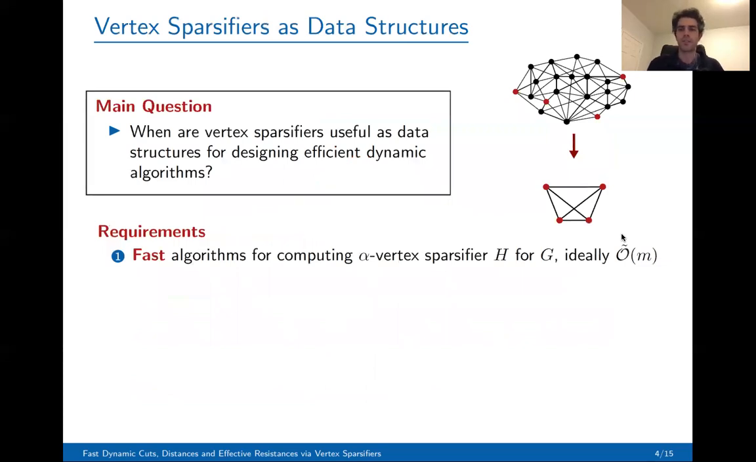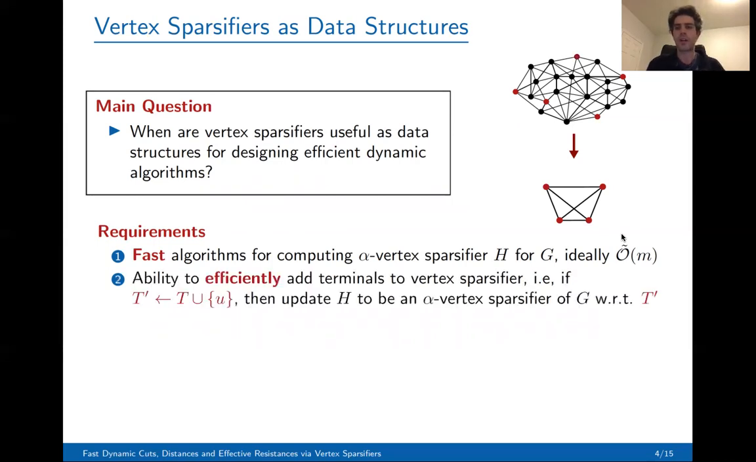So why is vertex sparsification useful as a tool in dynamic graph algorithms? We would like to come up with a few requirements that make this object useful. First, it's important that the vertex sparsifier that we construct for the problem we're looking at can be computed very efficiently, say in nearly linear time. The second requirement is that we would like to update the sparsifier whenever we insert a new terminal into the set of terminals, so to the set of vertices that I care about. The underlying graph G remains the same, but how efficiently can we update the sparsifier whenever I introduce a new terminal? This we would like to do efficiently.